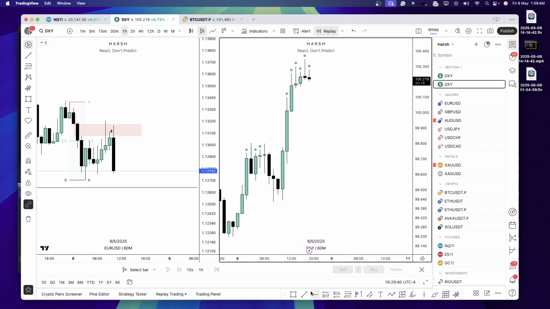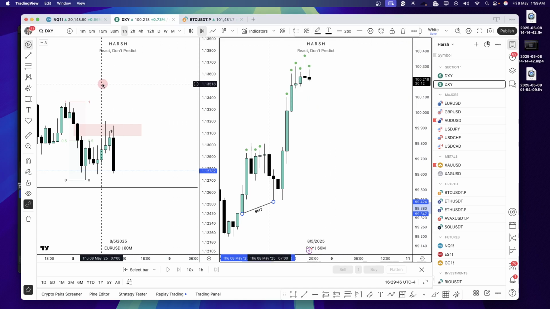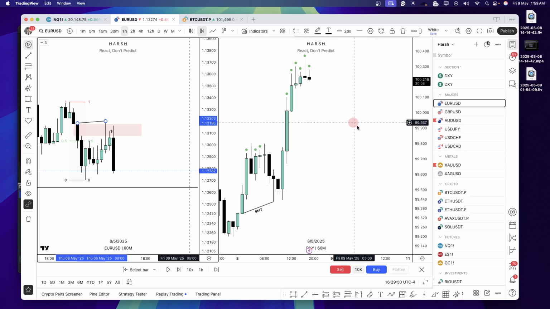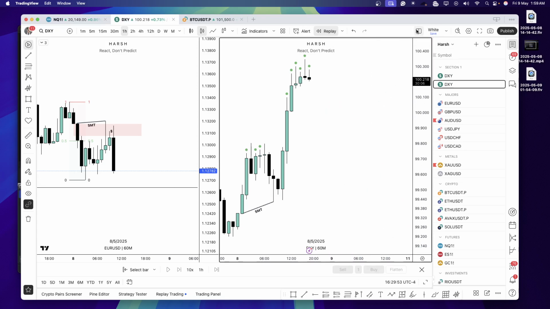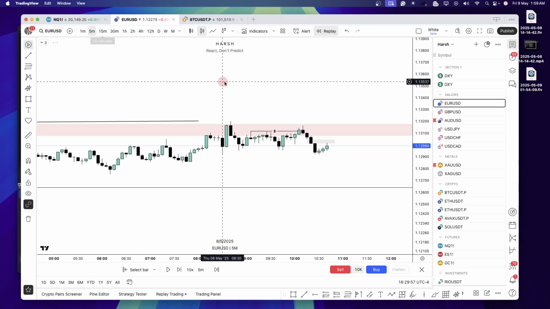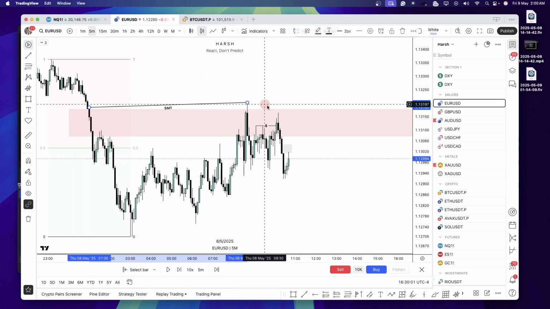Yep, so we have SMT from here, which you can see at this area, and we have this SMT here. Okay, so that is another confluence, that we had the SMT, which is smart money divergence, a smart money tool. Okay, so we have this SMT as well on this high, which is great.